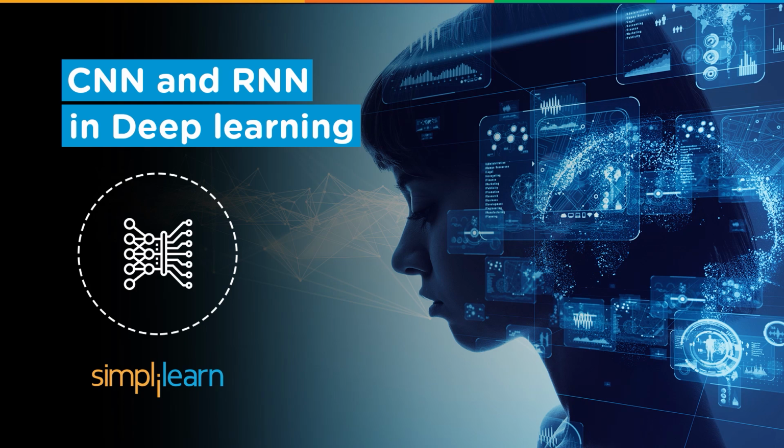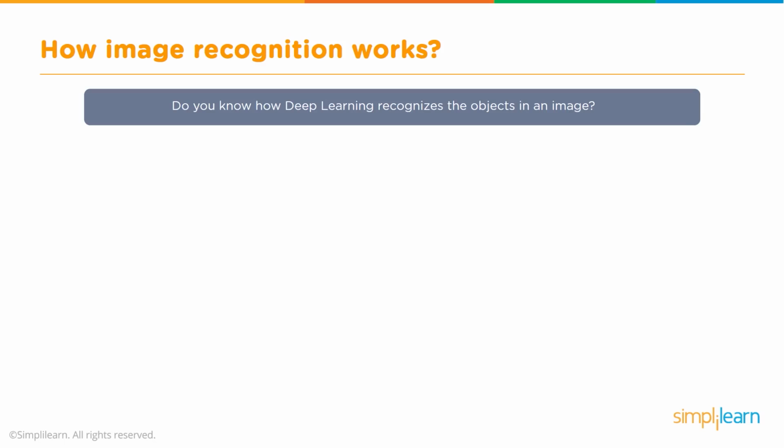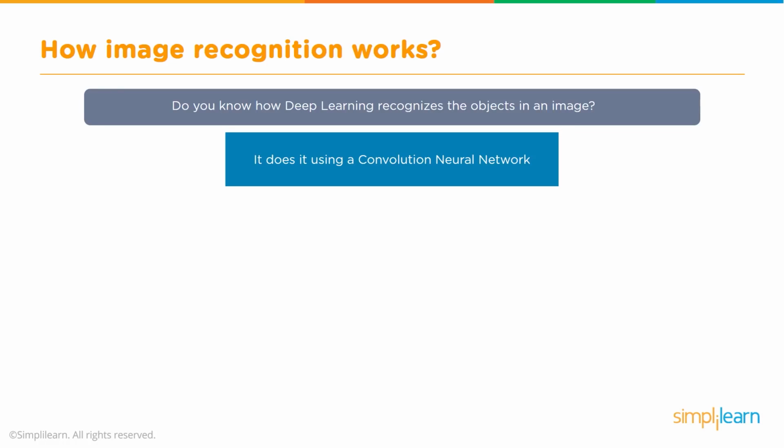Today we're going to be covering the Convolutional Neural Network Tutorial. Do you know how deep learning recognizes the objects in an image? Really, this particular neural network is how image recognition works. It's very central, one of the biggest building blocks for image recognition. It does it using a convolution neural network.